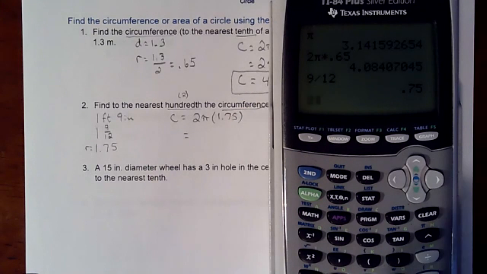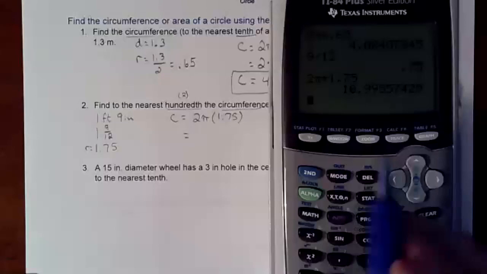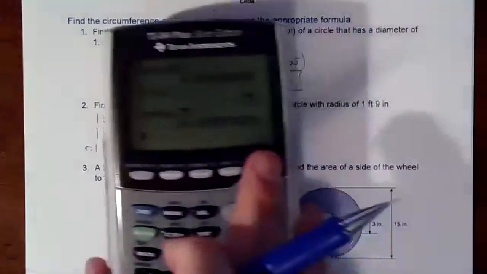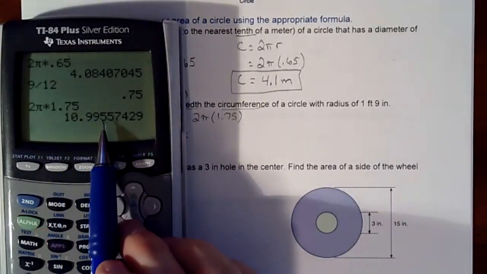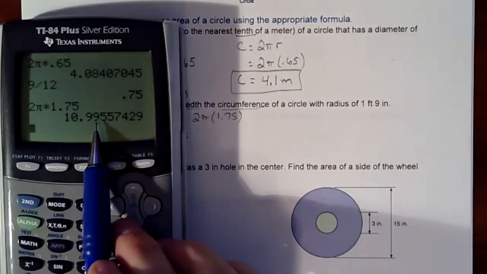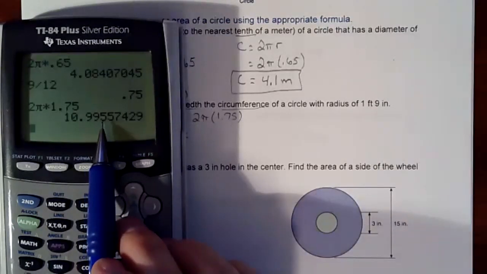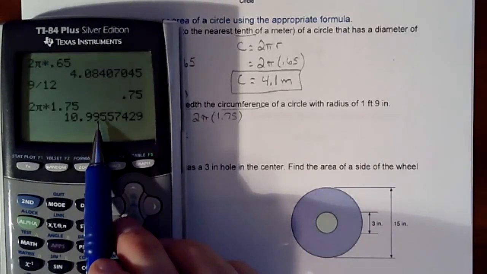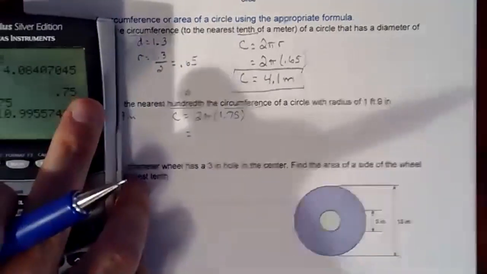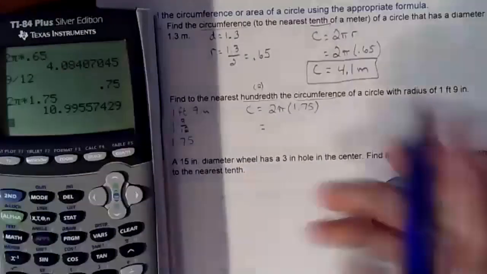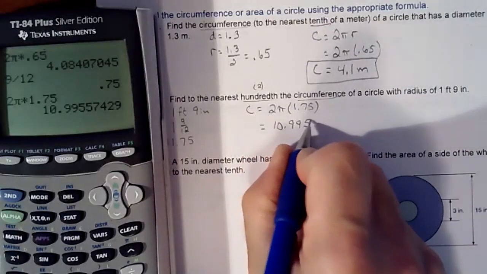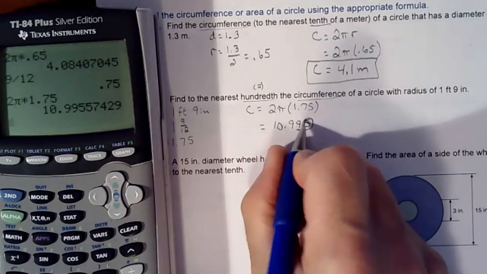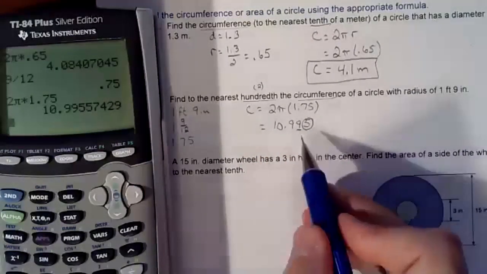All right, so 2 pi times 1.75. There we go. So 10.995. That 9 is our second decimal place, our 100th. What's the 5 do to the 9? Makes it a 10. Okay, so how do we deal with that? You're getting 10.995, and the 5 determines the rounding. So that 5 bumps that to a 10.